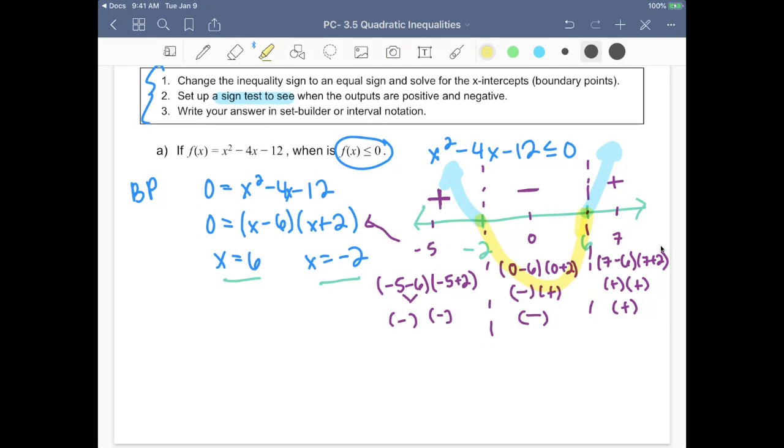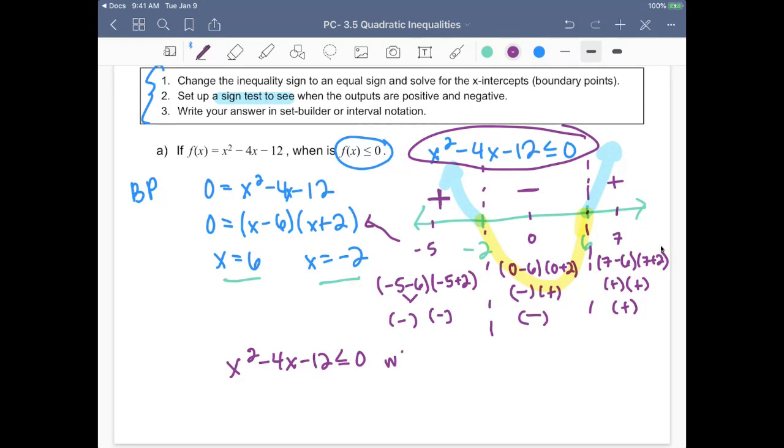So thinking back to our original problem here, when is the function less than or equal to 0? Well, it's the yellow section. So my x squared minus 4x minus 12 is less than or equal to 0 when x is between negative 2 and 6, including those values, because it's less than or equal to. And that is how we do that.